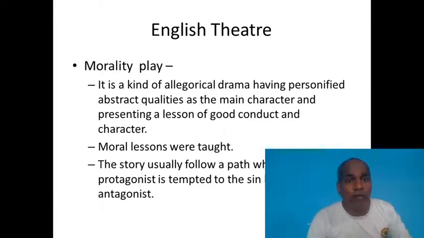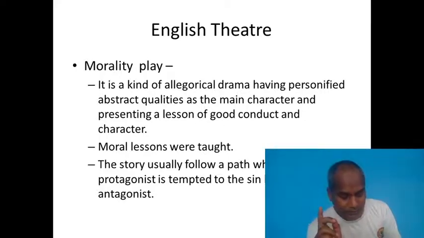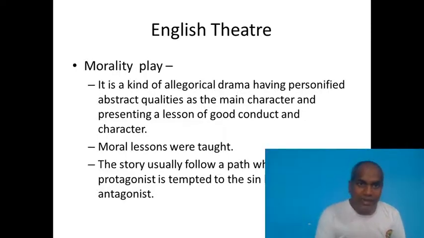So in short, what morality plays are: they were secular, meaning independent. And secular means what? Non-religious plays were there. And the secular morality plays have direct link with Elizabethan plays. In that, the Renaissance imposed a learned tradition, classical in depth with themes of education, general moral problems and secular politics.